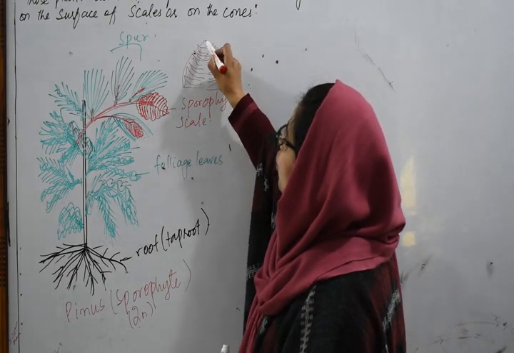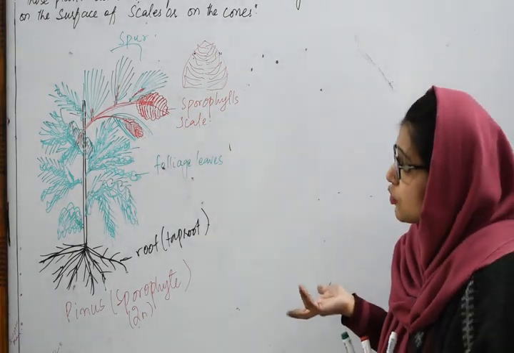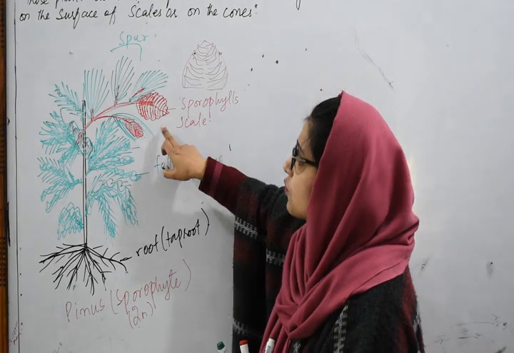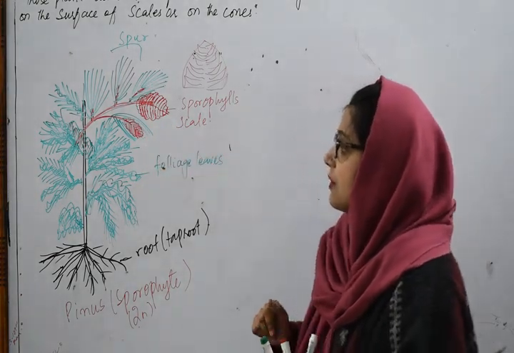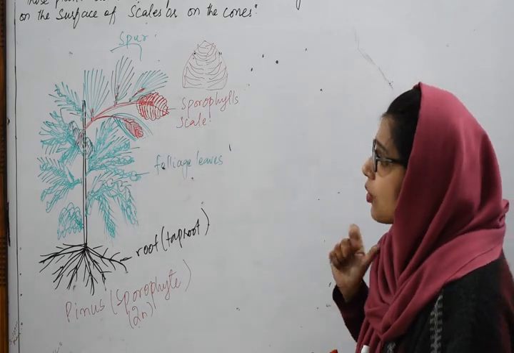So we have cones, the two reproductive structures on the gymnosperm plant, and these cones can be the male cone and the female cone. The female cone is a bit larger in size and the male cone is a bit smaller in size.